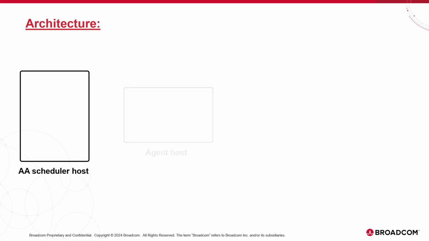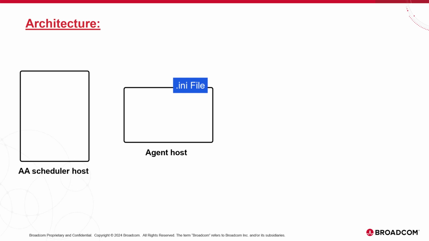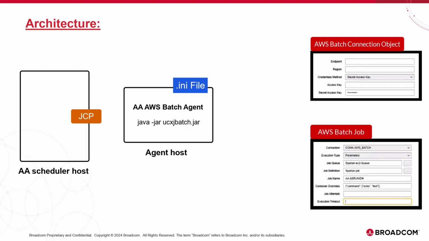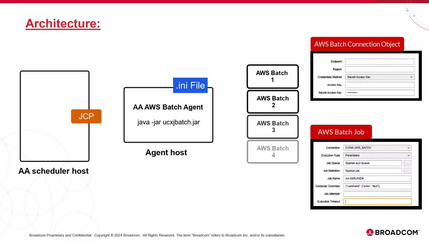A conventional architecture involves two systems, the Automic Automation host and a dedicated system for the agent. The agent is configured with a simple INI file containing standard values: AE system, agent name, connection, and TLS. When we start the agent, it connects to the engine and it adds two new objects to the repository: a connection object to store the AWS Batch endpoint and login data, and a job template designed to trigger AWS Batch jobs.